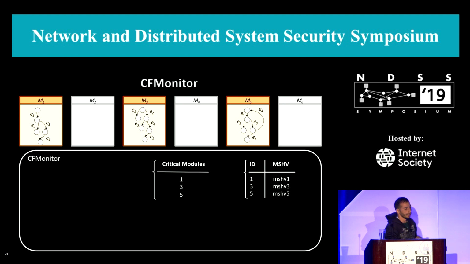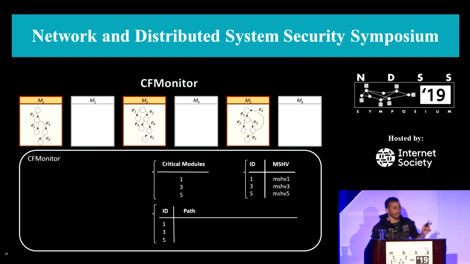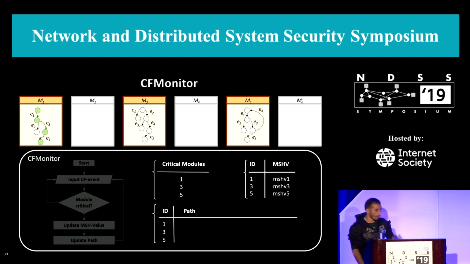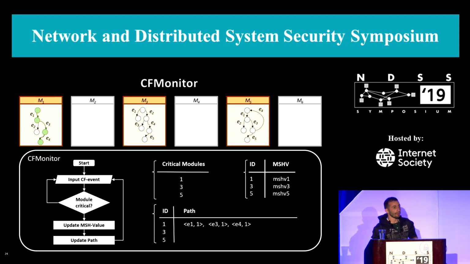For each module, the CF monitor also stores the multiset hash value, or the value of the hash of the multiset of the edges that were executed, and the actual multiset of the executed path. So for example, when in module M1 the path is executed, the logic of the CF monitor stores the multiset that represents this executed path. For example, edge E1 is executed once, edge E2 is executed once, and E4 also once. The same for M3.